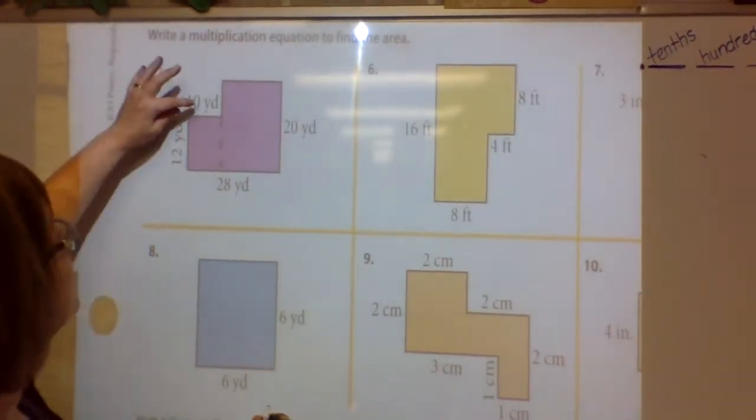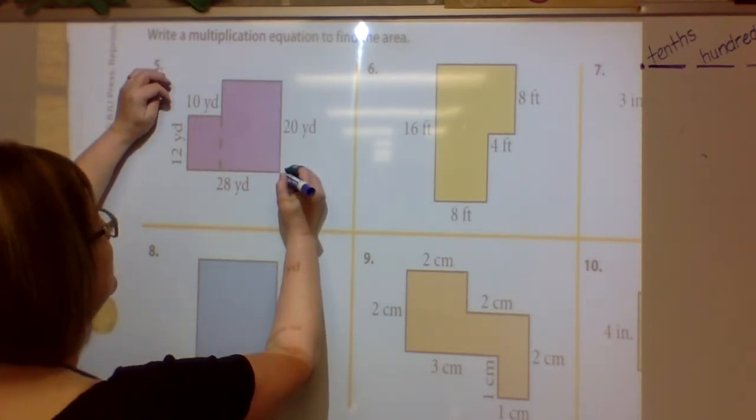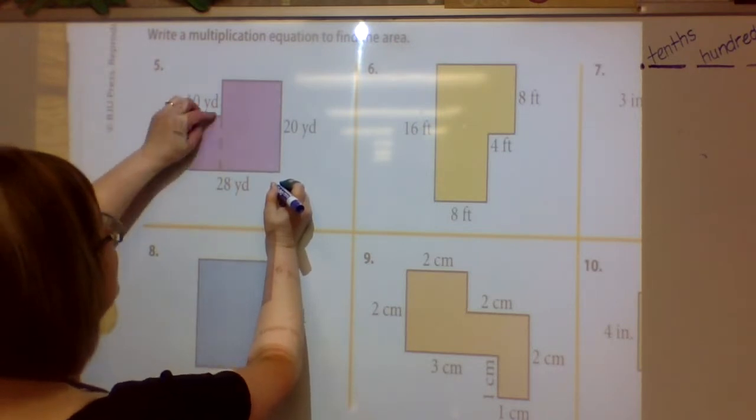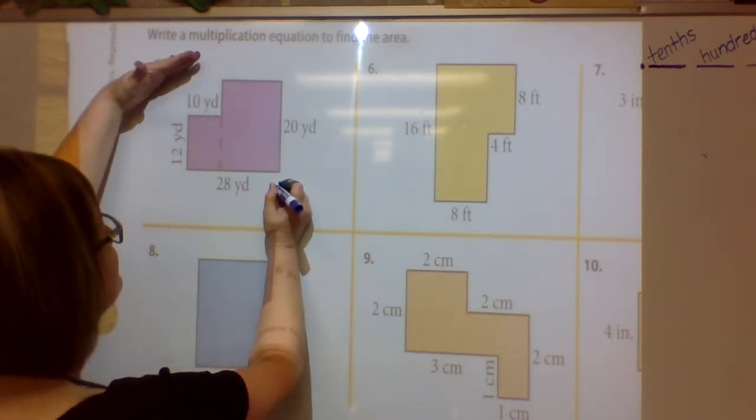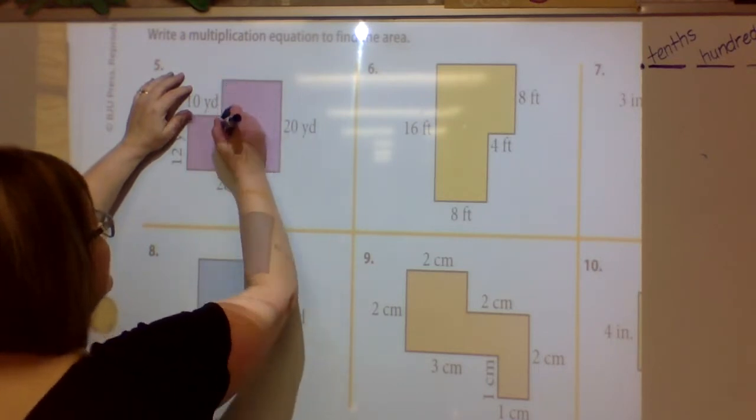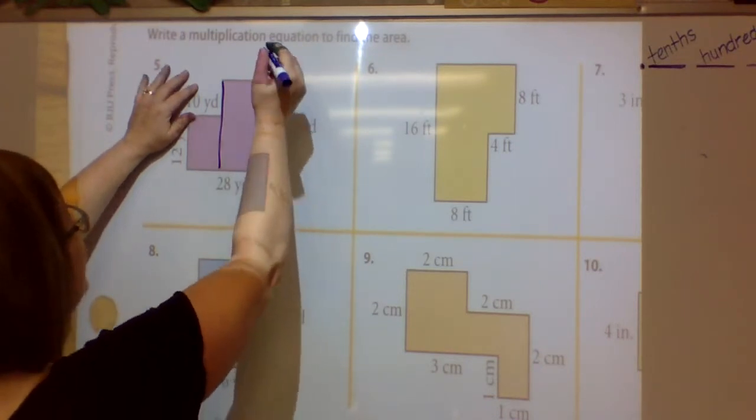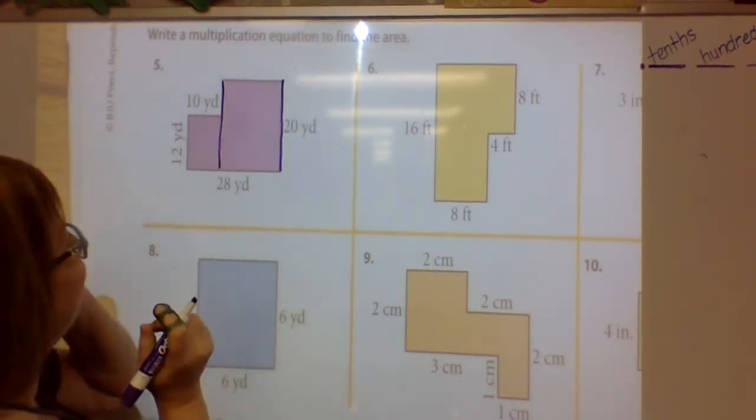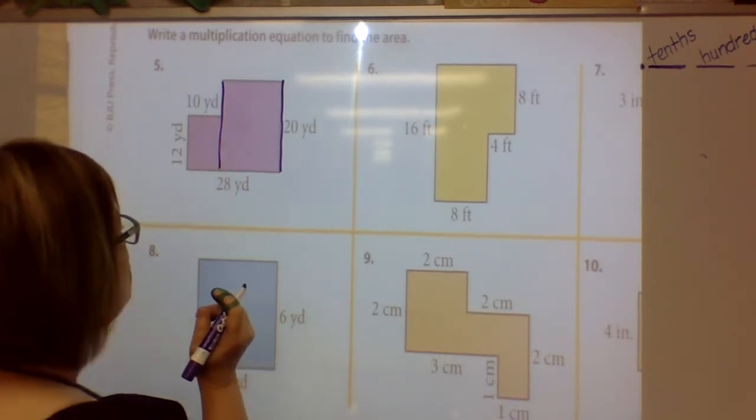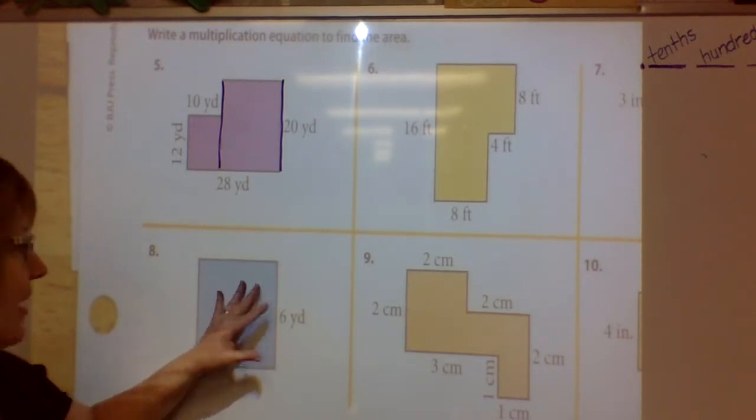Okay, so let's write this big one up here. This big one is 20 yards by 28 by 12 by 10. Well, okay. So this line is the same as this line. I should know this. Okay, this line is 20. This line is 20. Okay, so to find the area, I'm going to have to think for a second. I forgot. Let's start with this one. This one's so much easier. Okay, to get back on track.